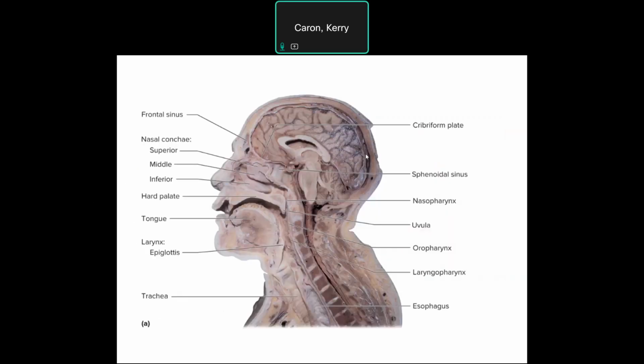Here's a cadaver side view of the upper airway. So we have here the nose. We have the nasal conchae, which is the nasal cavity right here. We have the hard palate of the mouth. We've got some sinus cavities, and then we've got this nasopharynx, part of the pharynx, the uvula in the back of the throat, the oropharynx, laryngopharynx, and the trachea. You can see the trachea sits in front of the esophagus.